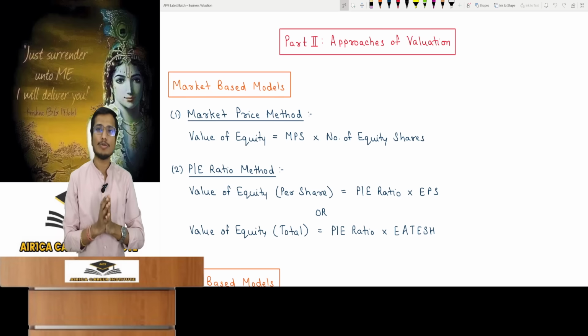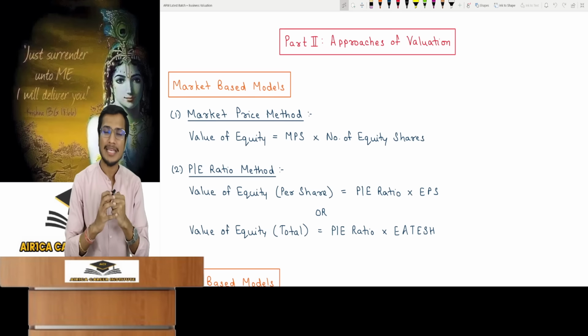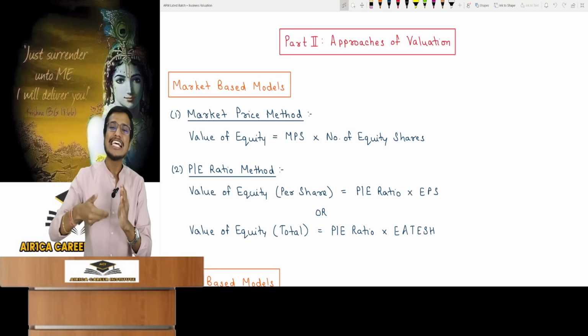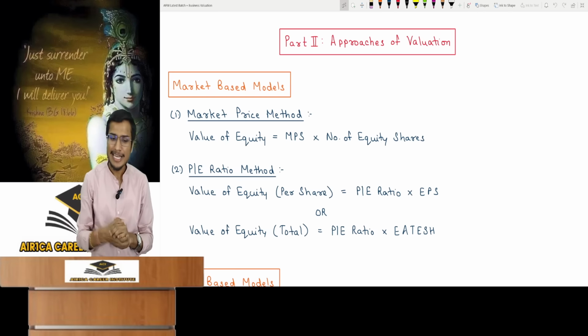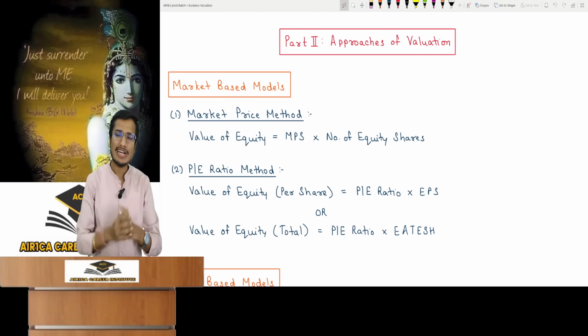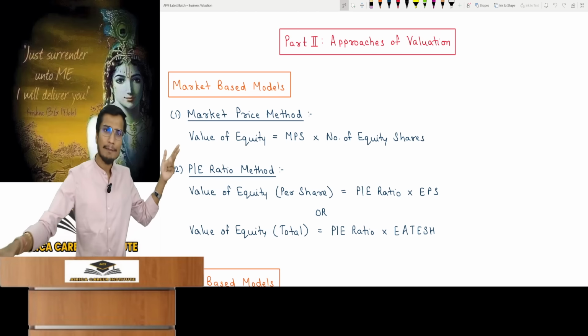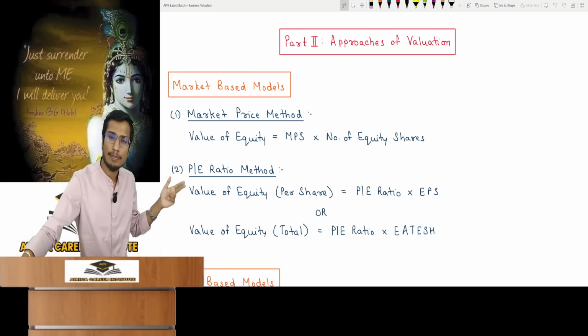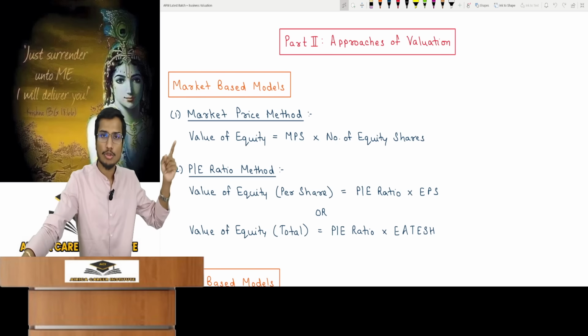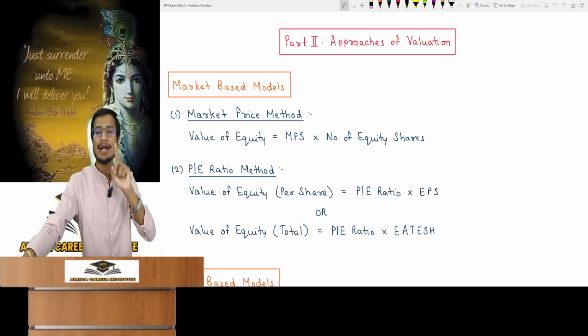Now look at the market-based model. You said that every method has a flaw, every model has some shortcoming, and that's why new methods kept emerging. What were the drawbacks? They seem fine. We'll discuss the shortcomings. First of all, the market price method and the PE ratio method are both the same method and they both use the market price. Both methods share shortcomings. What is the flaw?